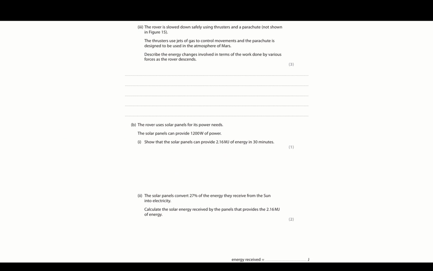Next one, tricky question. The rover is slowed down safely using thrusters and a parachute. The thrusters use gas, so we've got a chemical reaction there, and the parachute is designed to be used in the atmosphere of Mars. Describe the energy changes involved in terms of the work done. So lots of students talked about the energy changes, but they didn't talk about work done.